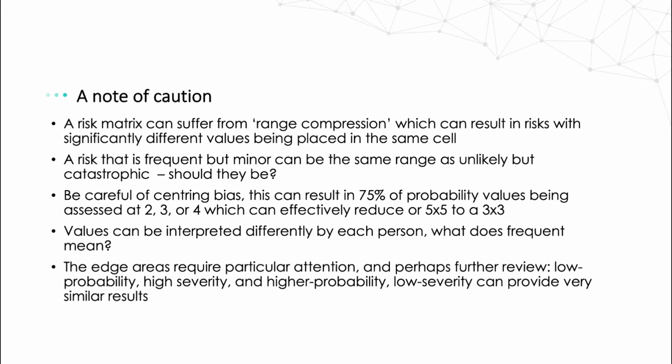So a risk matrix can suffer from something called range compression, and that can result in risks of significantly different values being placed in the same cell. Range compression, just a little bit about that. What's the difference between significant and catastrophic?